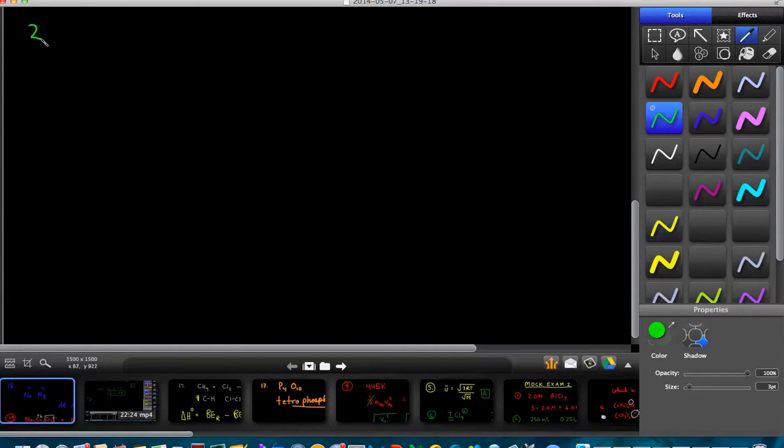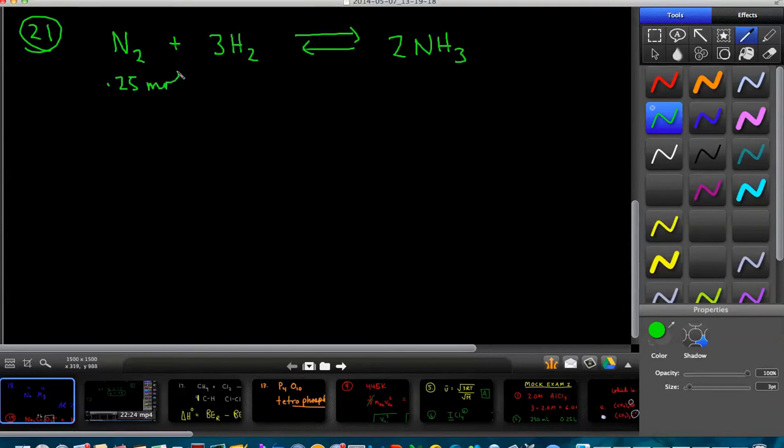Number 21. We have the Haber process. Of course, this is what Haber won the Nobel Prize for, his industrial synthesis of ammonia. And we are given that we have 0.25 moles of nitrogen and 0.3 moles of hydrogen. And we want to know what reagent will be left over and how much of it we will have.